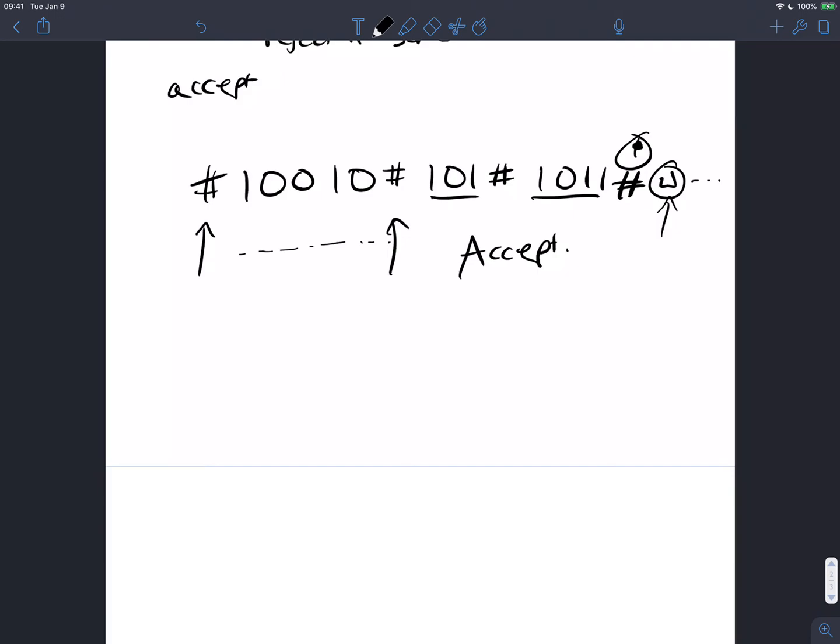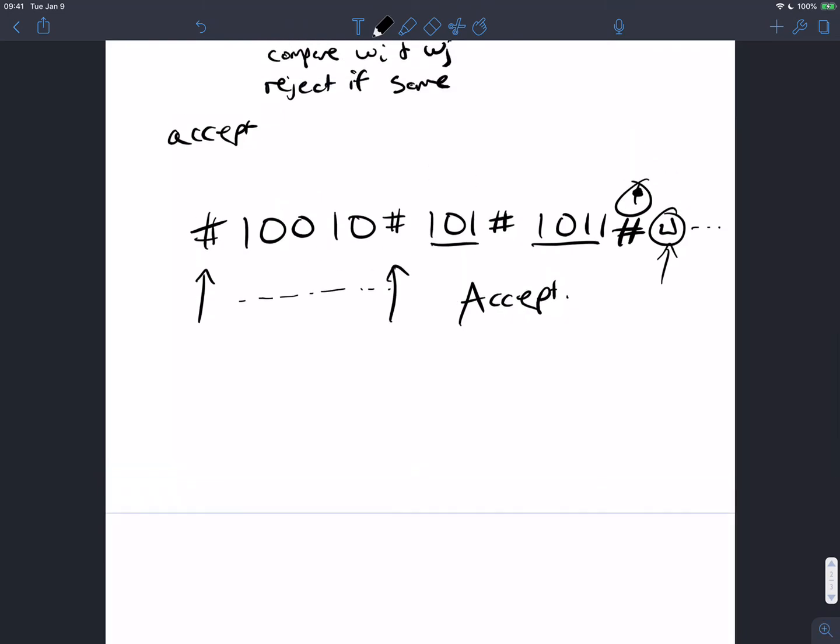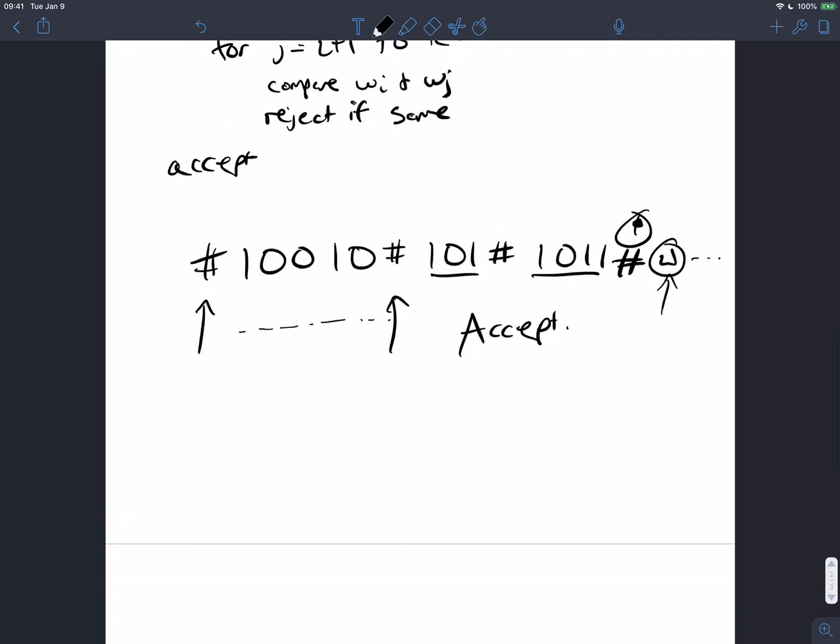And if any pair was the same, then we would just go to Q reject immediately. So that's what the English description in the notes has. I'm giving you a picture-based representation of that, but that's all we're really doing. We're keeping track of which 2 strings to compare. But now here comes the hard part. How do I compare those, let's say those first two strings, to see if they're the same?